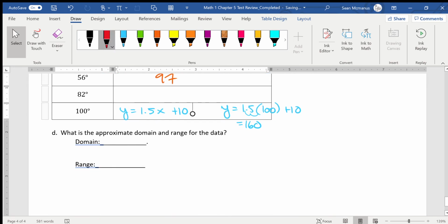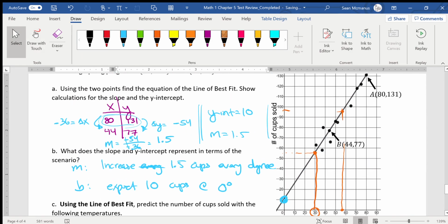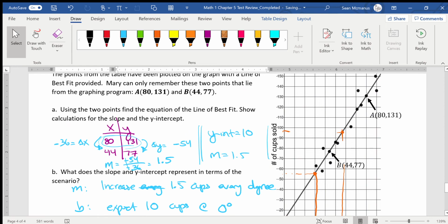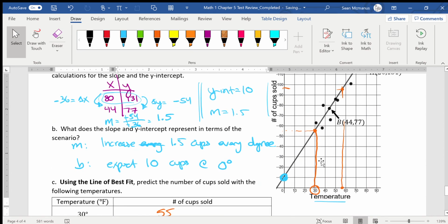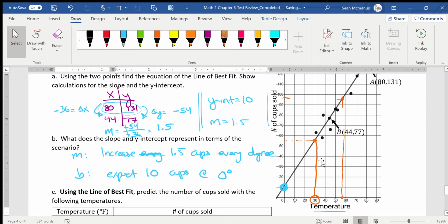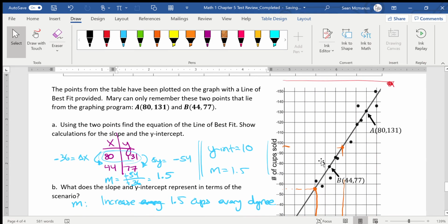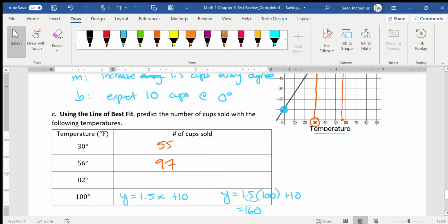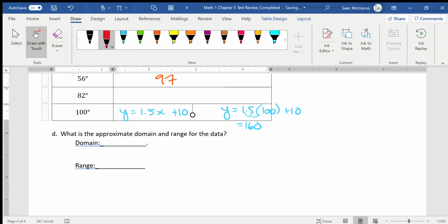Right, and the domain and range, so domain is the x and range is the y. So if I look, where did it operate? My graph was pretty good between about 30 degrees and 90 degrees, and between about 50 and 150 cups. So my domain was like 30 to 90 degrees, and my range was like 50 to 150 cups. So the way I would want to write that is like this.